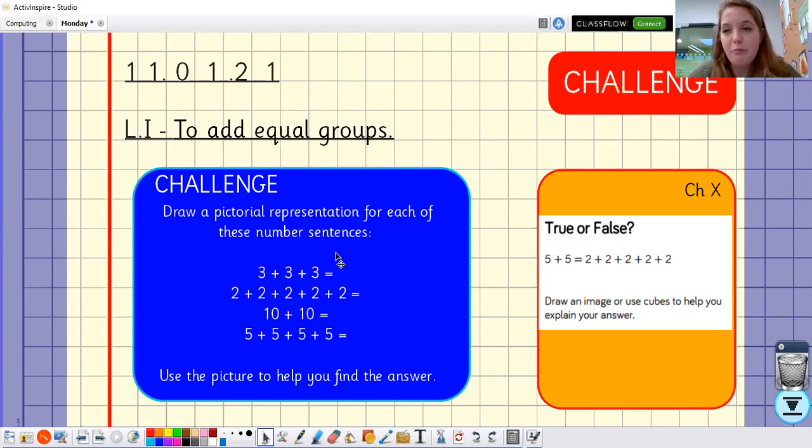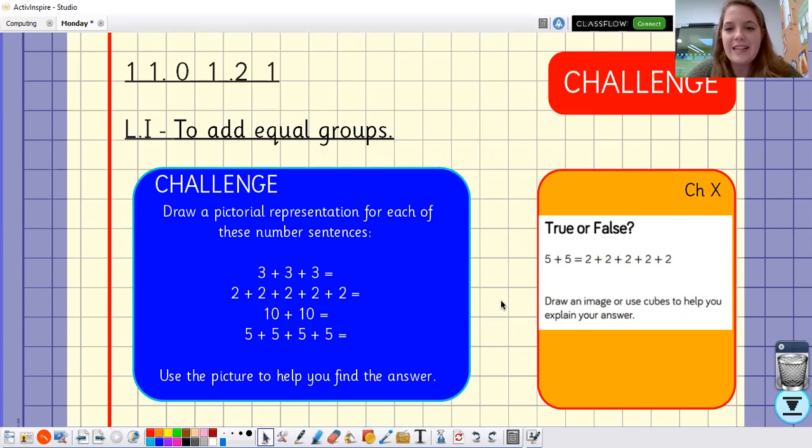Use this picture then to help you to find the answer to the number sentence. So we'd count in 3s to find our answer. So we'd count 3, 6, 9. So counting in 3s to find our total. I'd also like you to write the number sentence as well. So as well as drawing your picture, you write the number sentence and then write the answer. So I want you to do that for each of these number sentences. So for 2 plus 2 plus 2 plus 2 plus 2. For 10, add 10. And also for 5, add 5, add 5, add 5.